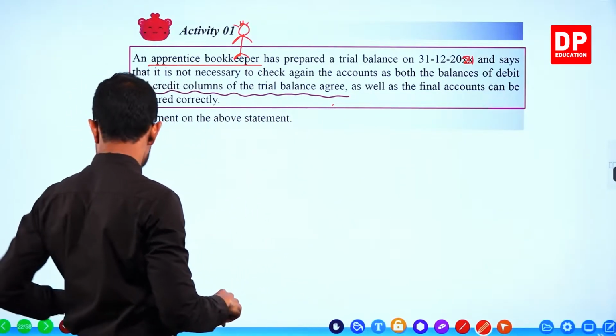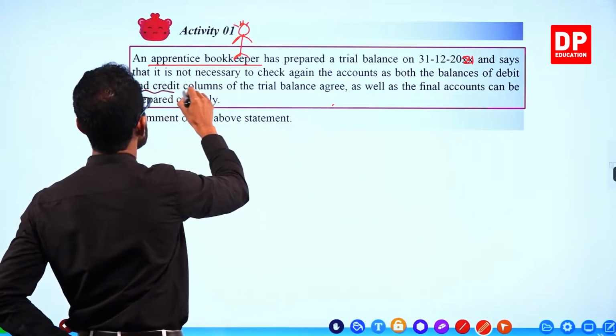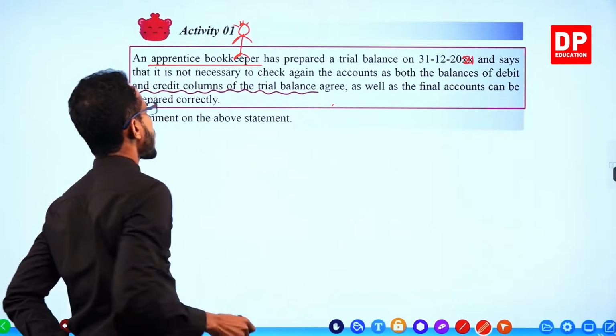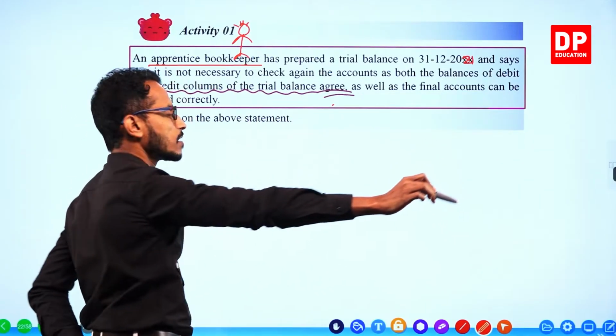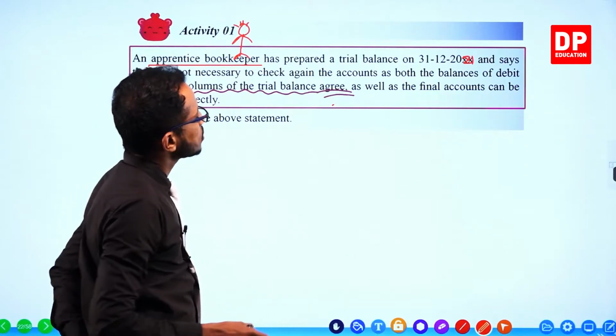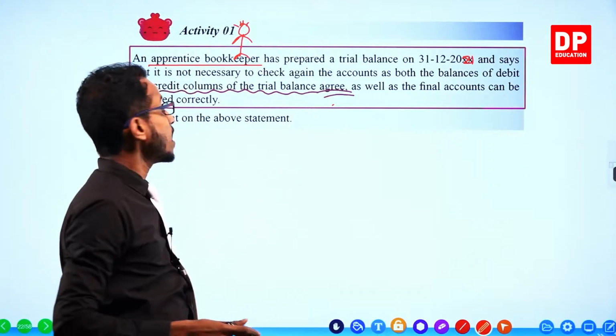Agree. Agree. Yeah. As well as the final accounts can be prepared.